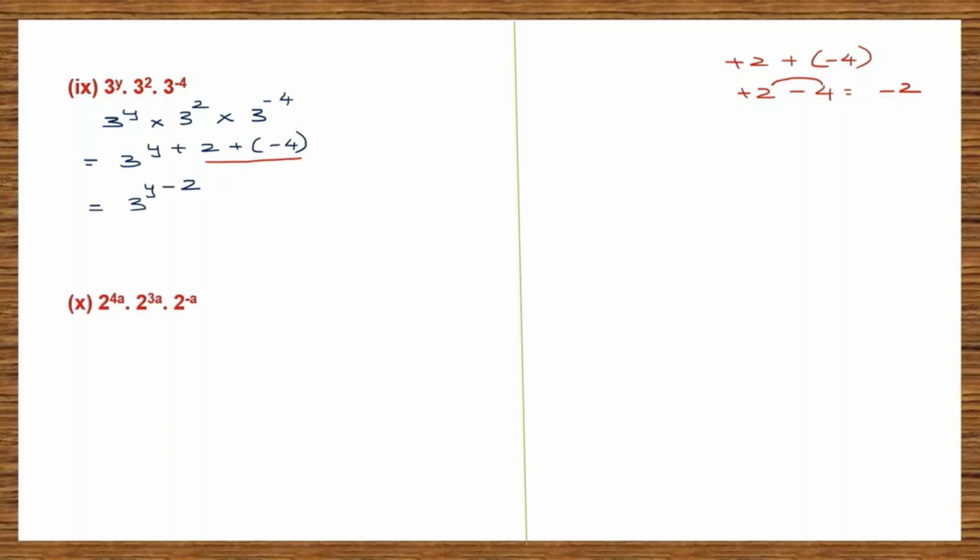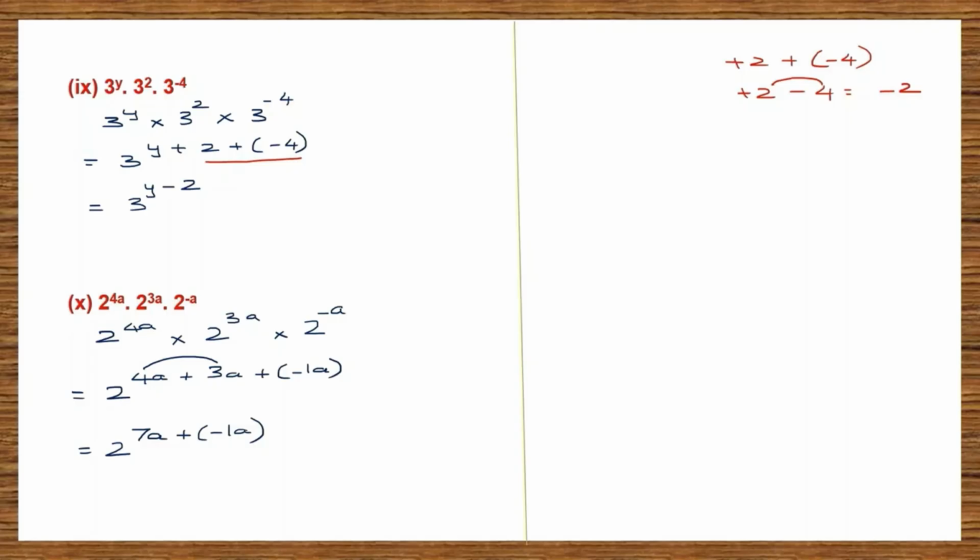Next one, 2 raised to the power of 4a, let's write it down, 2 raised to the power of 4a into 2 raised to the power of 3a into 2 raised to the power of minus a. Since the base is the same, we'll leave the same base and we'll add the powers. 4a plus 3a plus minus a, that is 1a, minus 1a. So this will be 2 raised to the power of, now 4 plus 3 is how much? 7. 7a, now we have plus minus 1a.